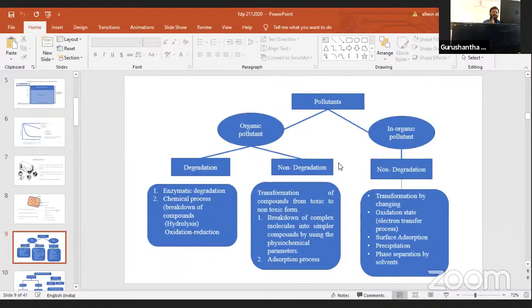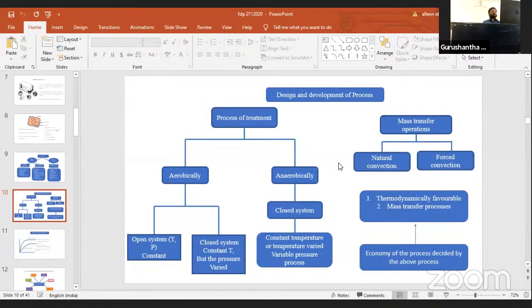And also we can precipitate the molecule by the addition of alkali compounds, and also with the help of solvents we can do this phase separation process. So what are the different ways we can carry out these two processes? The process of treatment can generally be differentiated into two ways. One is aerobically, and also we can perform it anaerobically.